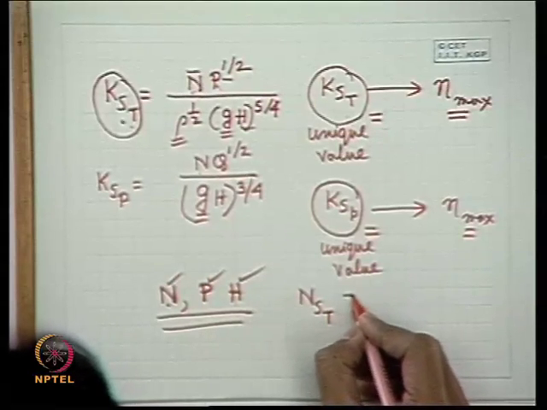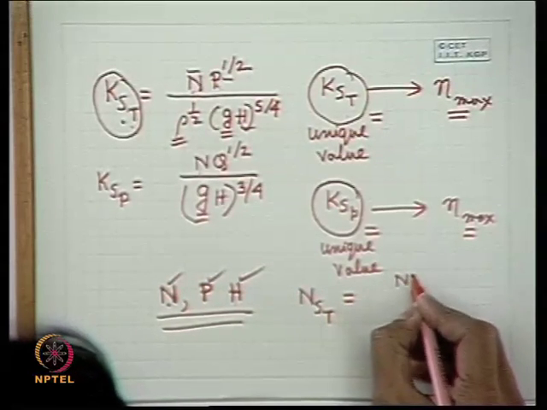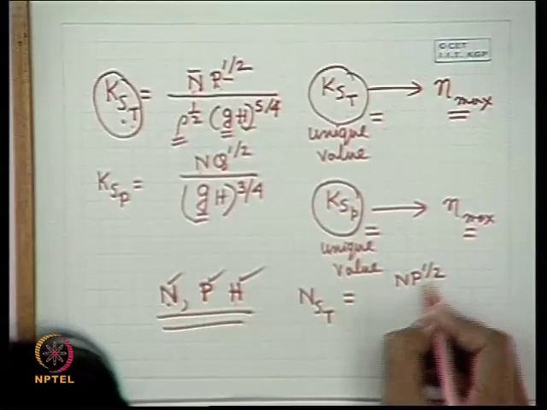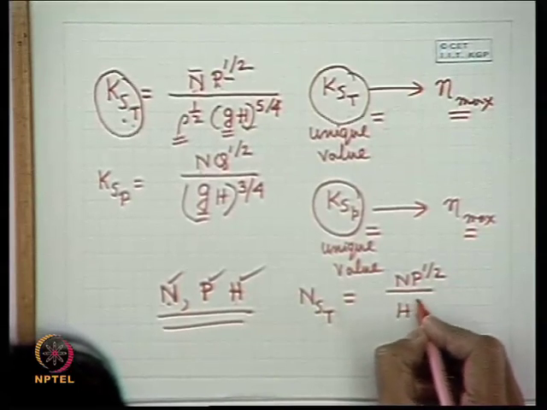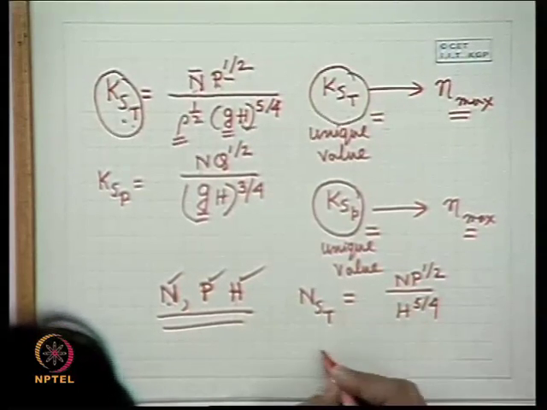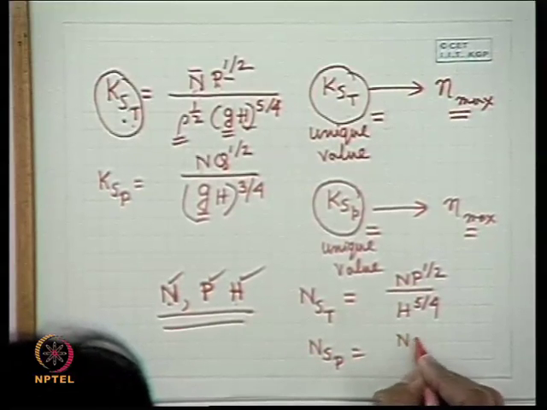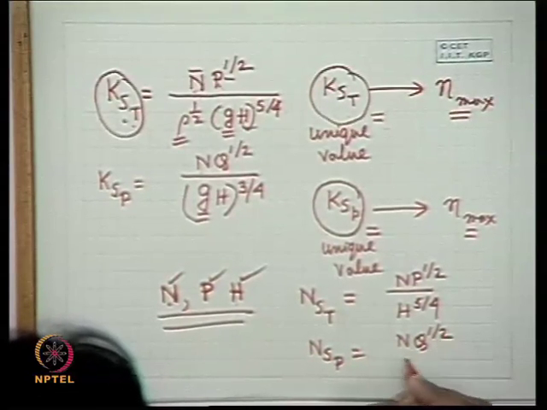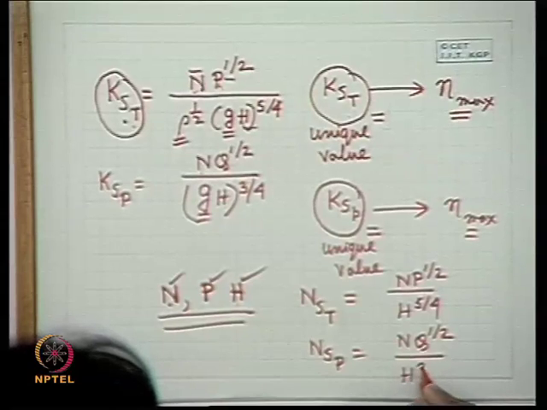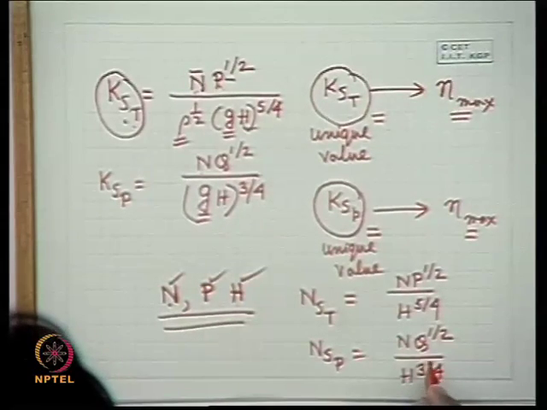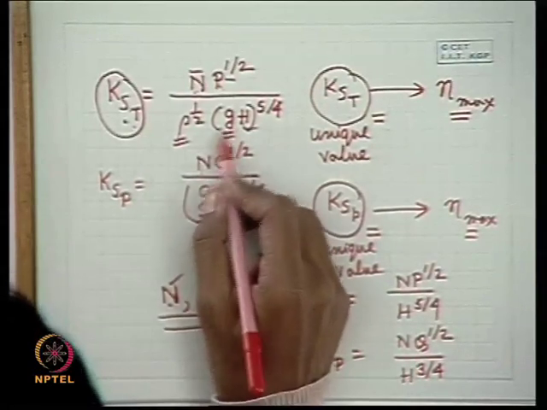This is the dimensional specific speed, which is the combination of only N, P and H. What do you do similarly for the pump? This is N Q to the power half and H to the power 3 by 4. So what do we do? We eliminate the unnecessary terms g and rho.